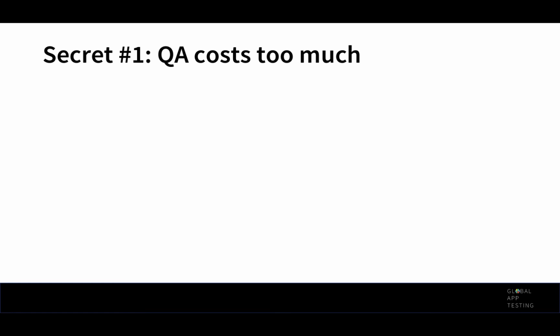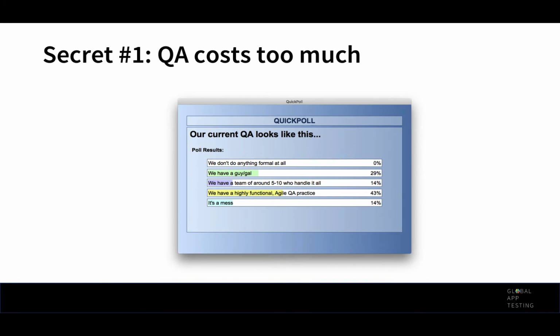So this is interesting. Nobody is not doing anything formal at all, which is fine. 29% of people have a guy or a gal, which is quite normal. I think a lot of people rely on a single point of failure, which is fine. That's how you probably built the organization, is small and grow it out. 14% have a team around 5 to 10 handle it all. Almost half have a highly functional agile QA practice.